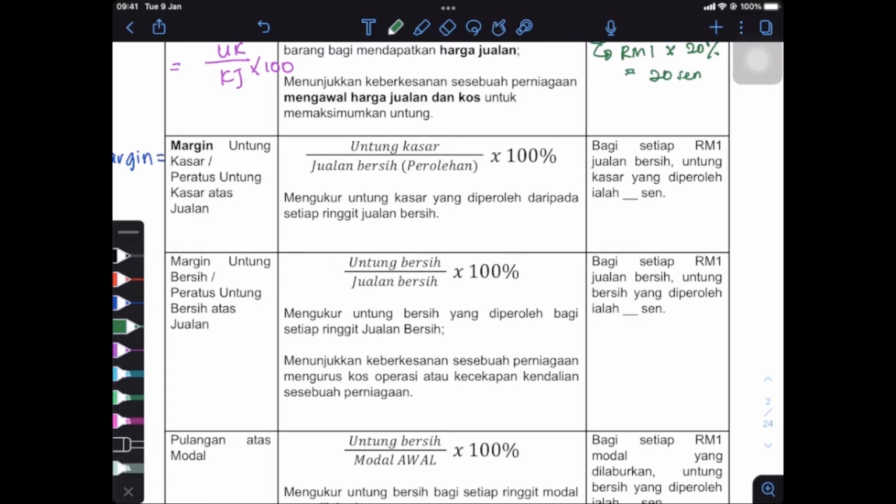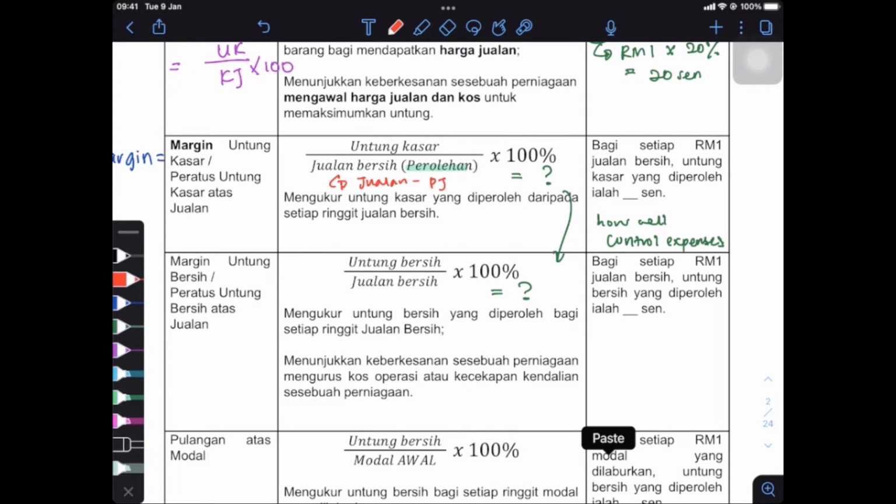The difference between this figure and this figure is actually telling you how well you control your belanja, your expenses. And I think for this one is perolehan. Perolehan is another name for jualan bersih. And how do you get jualan bersih? How is jualan bersih different from jualan? Perfect. Yeah. So jualan bersih means your jualan minus your pulangan jualan. Perfecto.